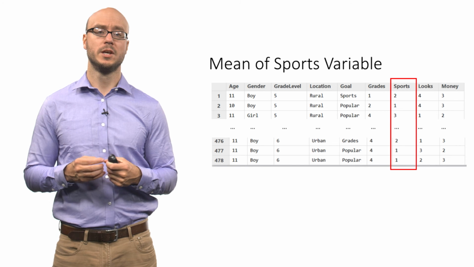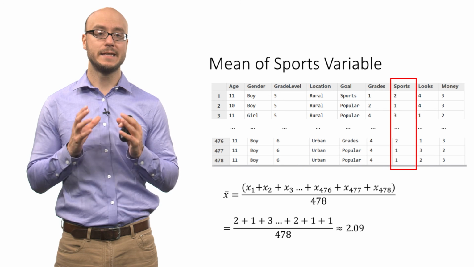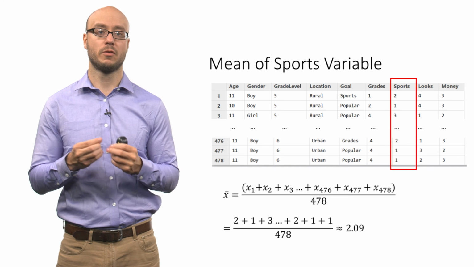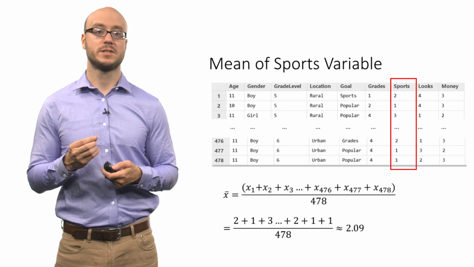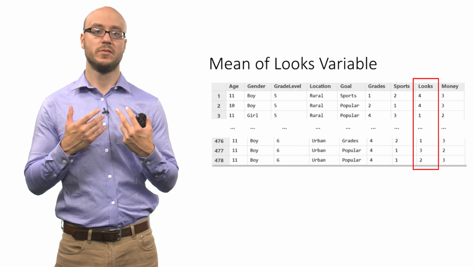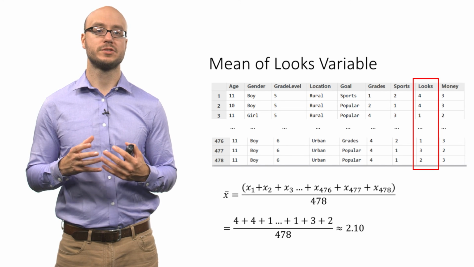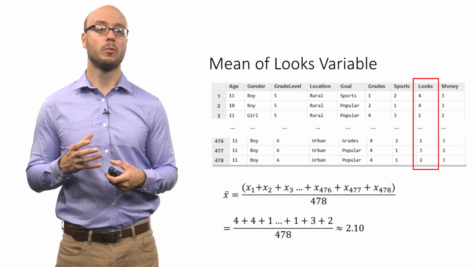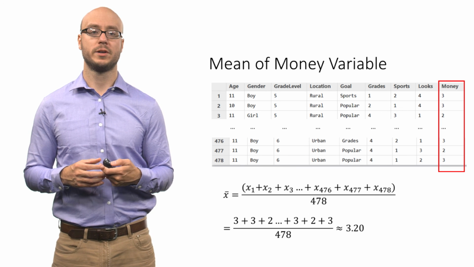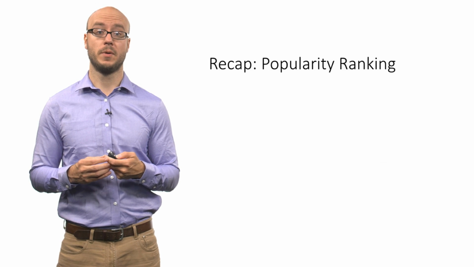If you look at the sports variable, meaning how kids on average rank the importance of sports in being popular, we take the average and we get 2.09. Again, all we're doing is taking all the observations, all the data points, and dividing by the total sample size, which is 478, and we get 2.09. For the looks variable, the importance of being good looking or pretty, we get a mean of 2.1. So on average, students rank having looks as 2.1. And then for money, we take the average and we get 3.2. So that's the average ranking for the importance of money in being popular.